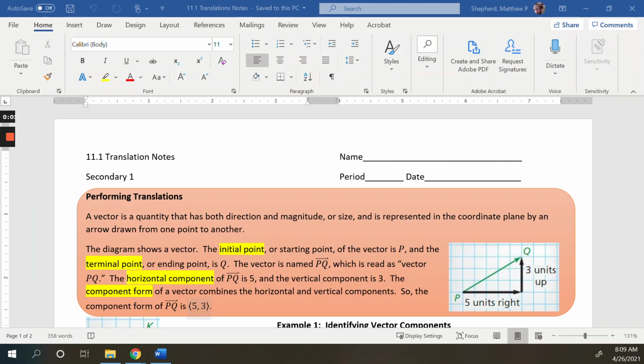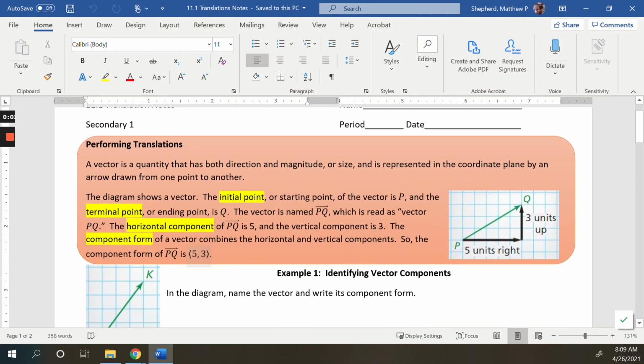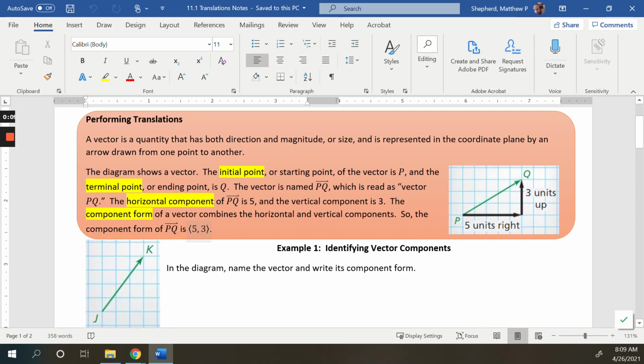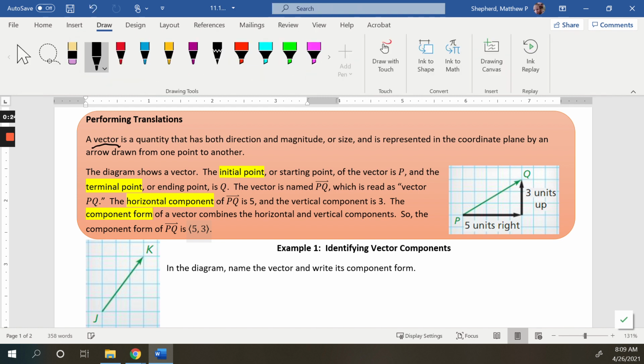Today we're going to be talking about translations. So first, let's just say what a translation is. A translation is moving parts of our graph from one point to another. And to talk about translations, the first thing we're going to talk about is a vector.